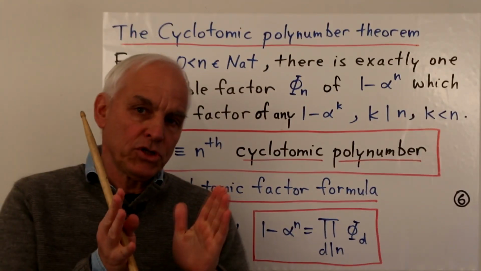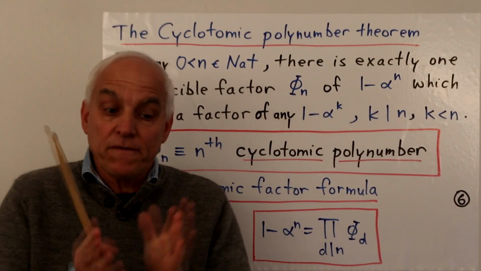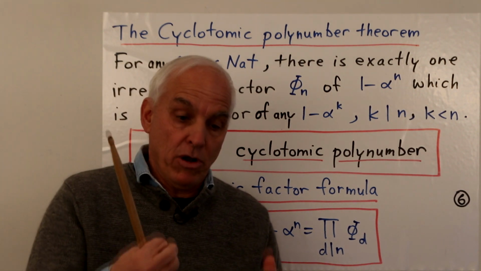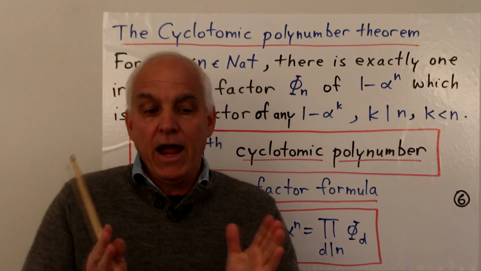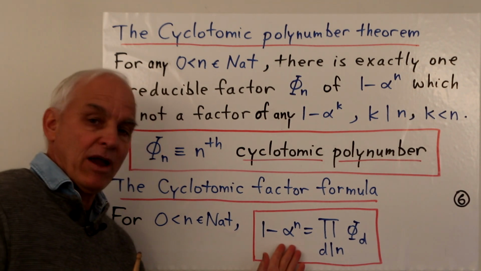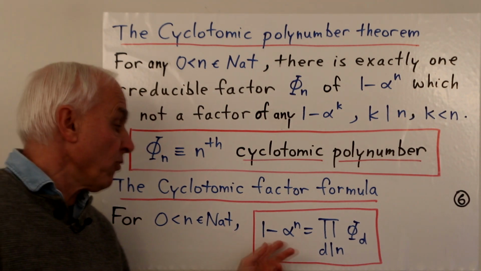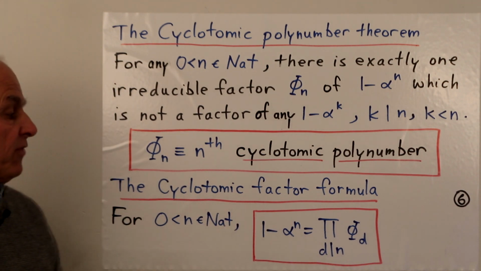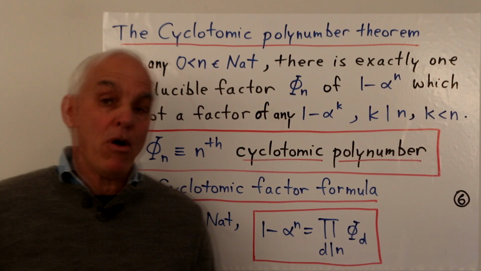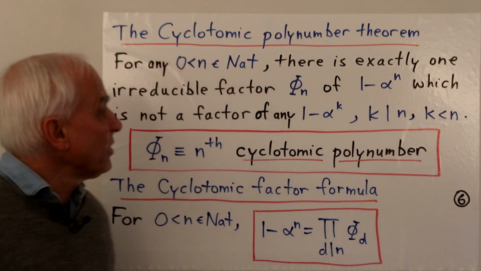So now we come to two important theorems. The first theorem allows us to bring out these cyclotomic polynomials and sort of identify them. And then the second one tells us exactly what the factorization of these polynumbers 1 minus alpha to the n is in terms of these cyclotomic polynomials. So the first one we'll call the cyclotomic polynumber theorem. And we'll state it like this.